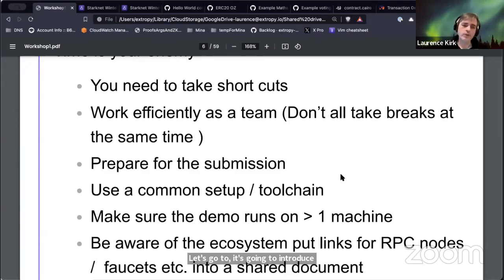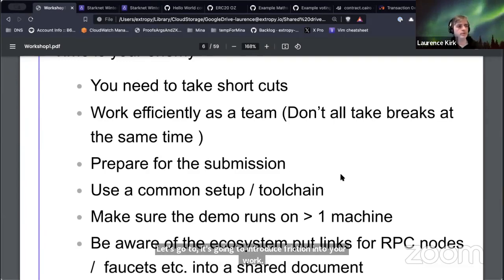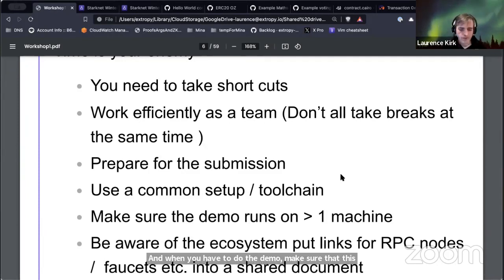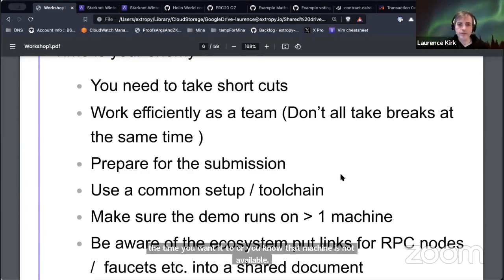When you have to do the demo, make sure that this can run on multiple machines because it's just going to be bad luck if you've only got it on one machine and then for whatever reason it doesn't work at the time you want it to, or that machine is not available. So make sure you have some backup capability there.